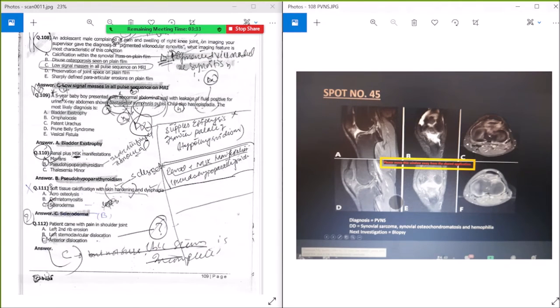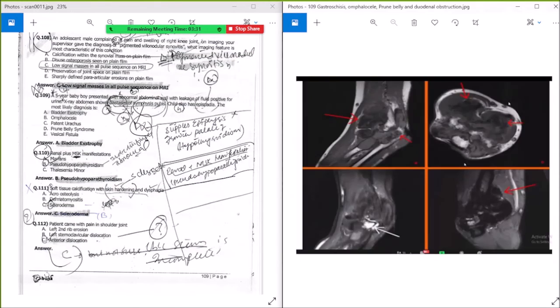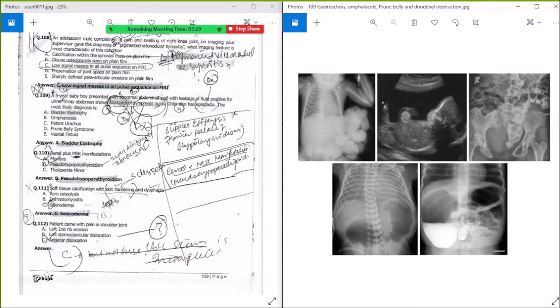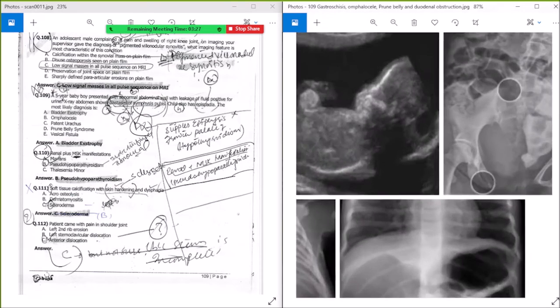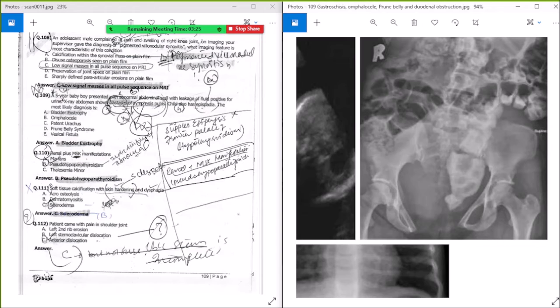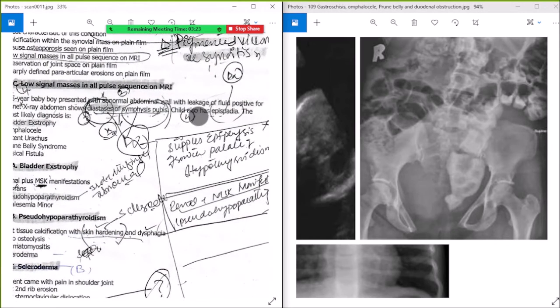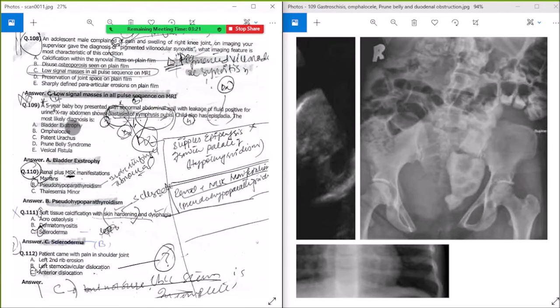109. Prune belly syndrome. A 5-year-old baby presents with abdominal wall leakage of fluid positive for urine. X-ray abdomen shows diastasis of the symphysis pubis. The most likely diagnosis is bladder exstrophy.